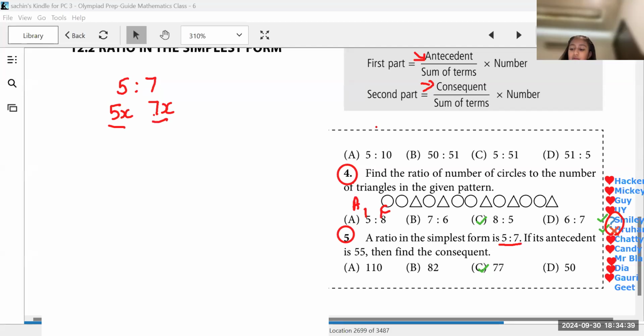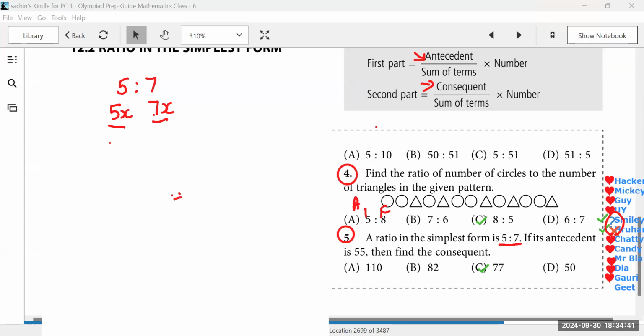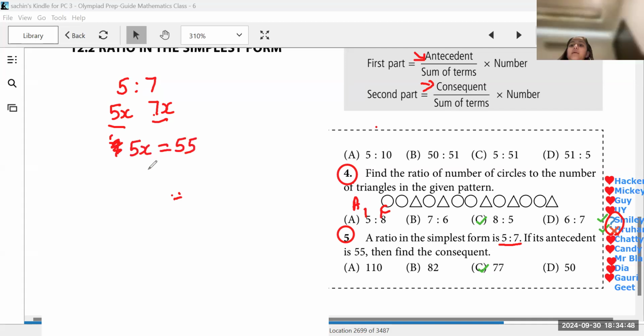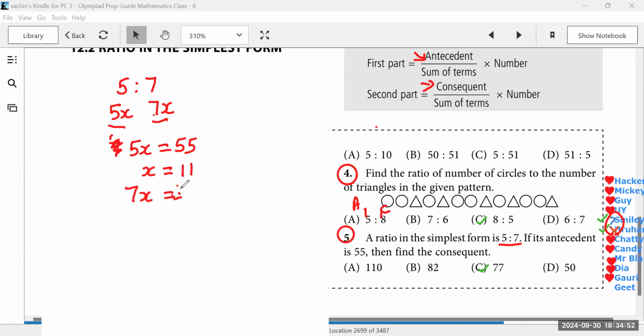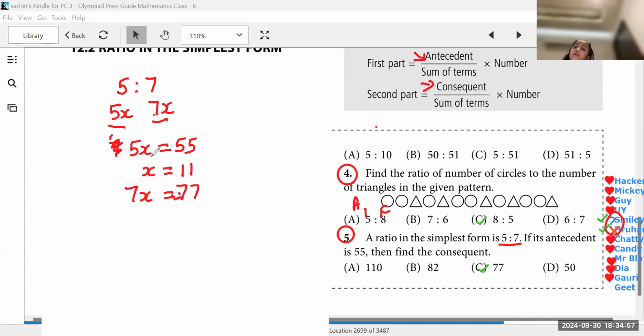Do you remember this, Smiley? Yes, sir. Now 5x is equal to what? 55. X is equal to 11. So 7x will be equal to 77. You remember now? Yes, sir. So why would x be equal to 11? 55 divided by 5. Oh, okay. Got it. Yes, sir, I remember.